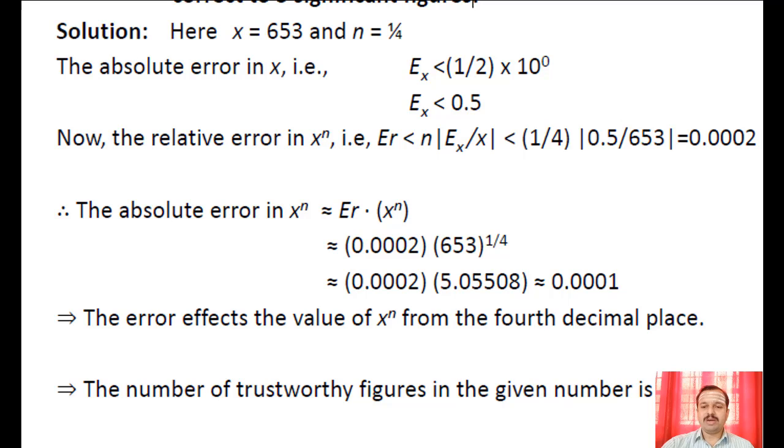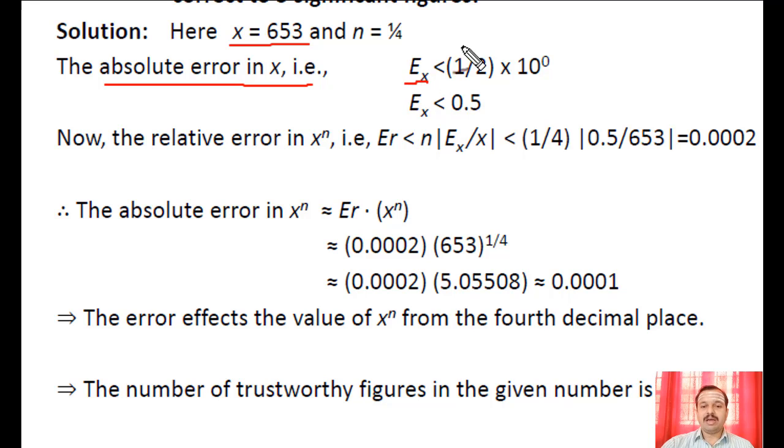Please observe. The base is to be taken as x, and the exponent 1 by 4 is to be taken as n. Now the absolute error in x: we have considered x here. x is 653, all the figures are significant, so 3 is the last figure, and we are now finding the absolute error in x, that is ex.